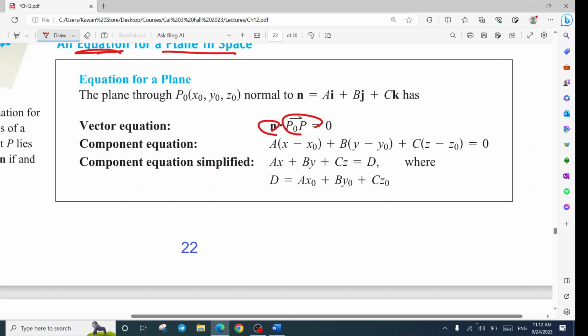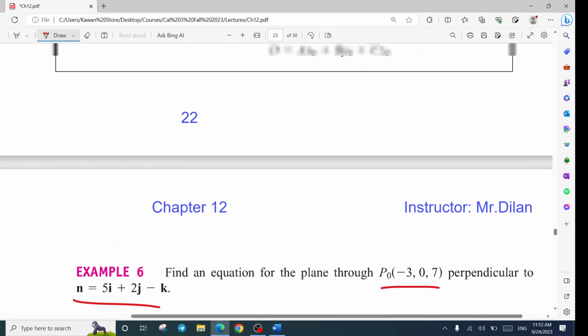My question: how do we make P naught equal to 0? Yes, of course, two vectors multiplied are perpendicular. But we have only P naught, so where's P? You know what I mean? P is general: x, y, z. So how do we get P naught P?